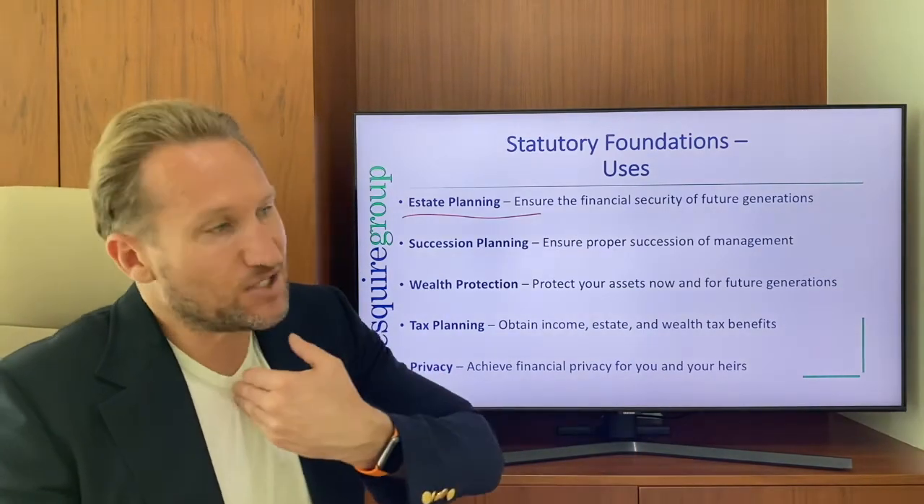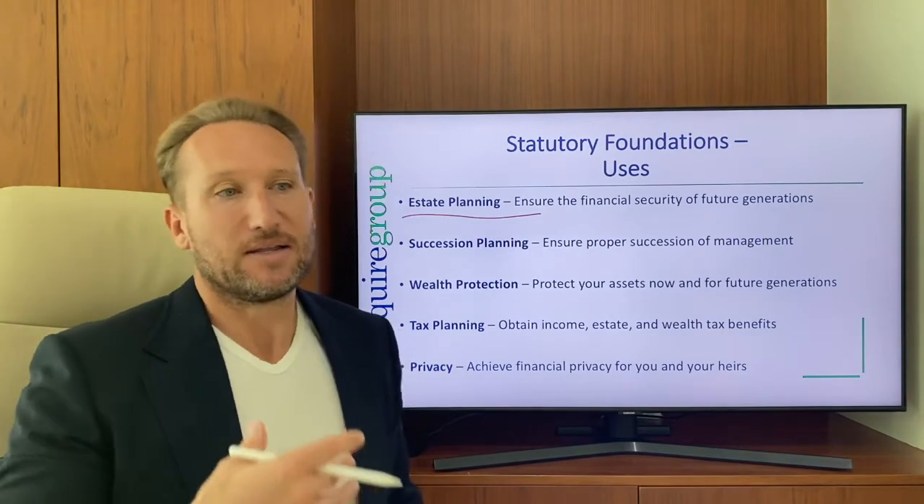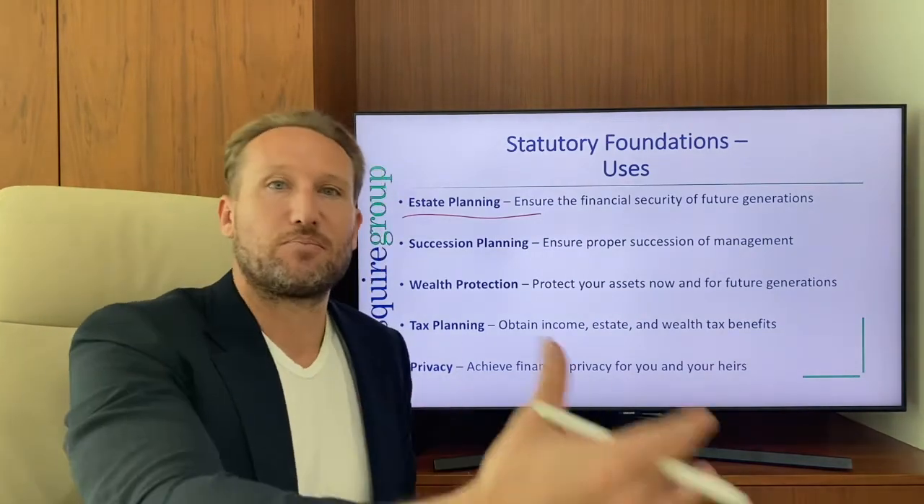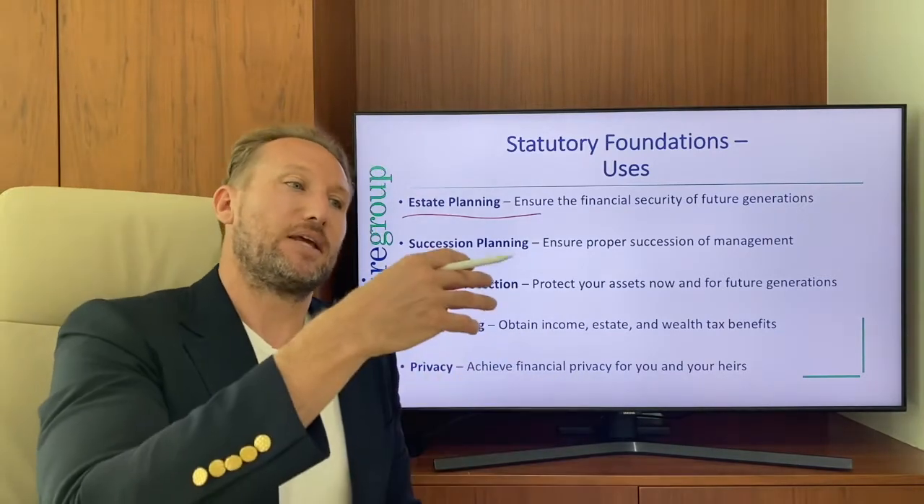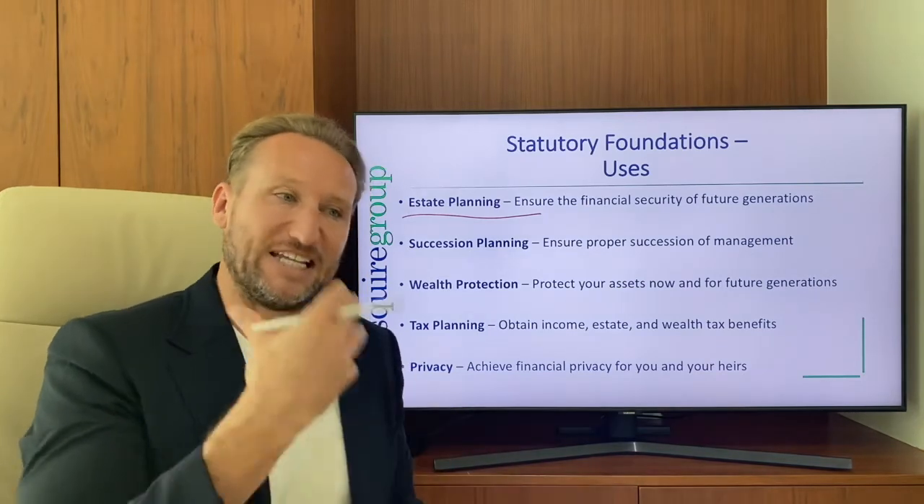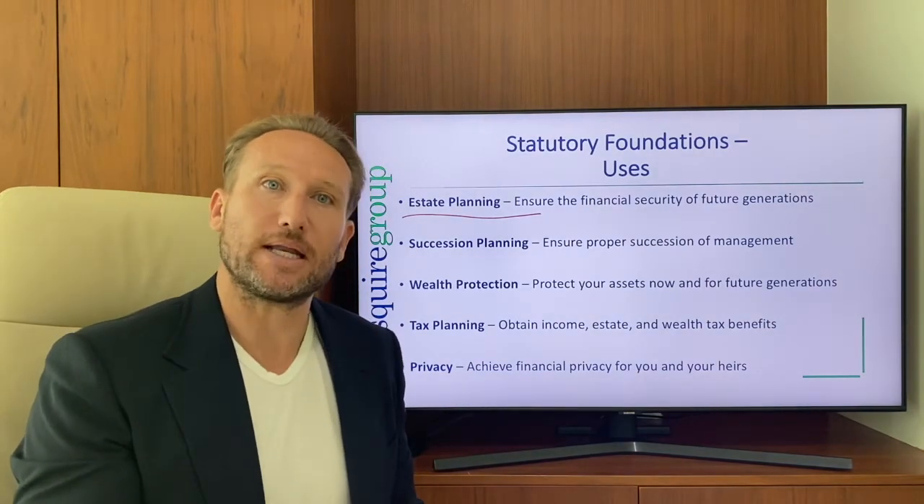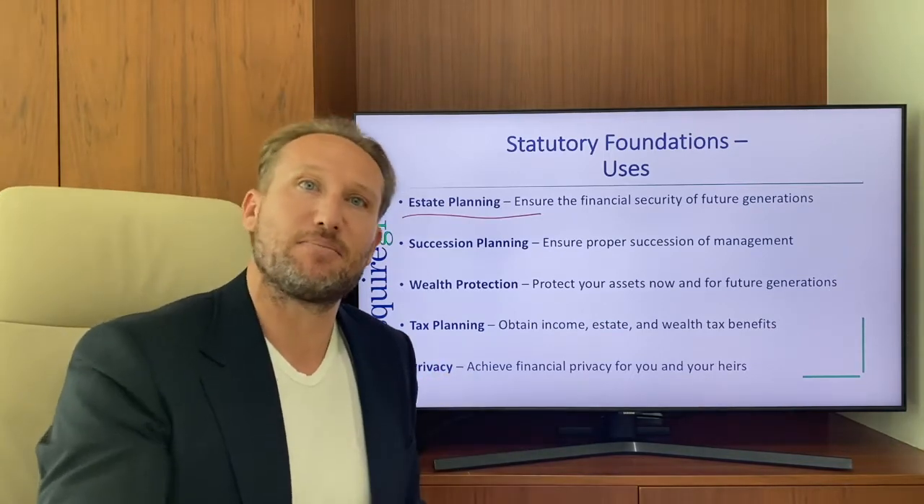So this basically covers generations, right? So you don't have a situation where the assets of the foundation need to actually be distributed to my kids or my grandkids or anybody else. You can have a situation where the foundation owns the assets and continues to own those assets in perpetuity, and then distributes income and so forth as needed to the beneficiaries, right?